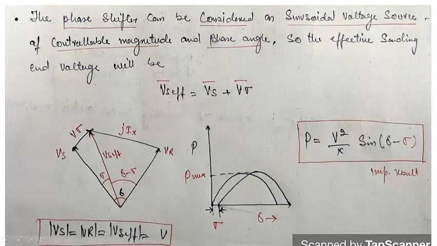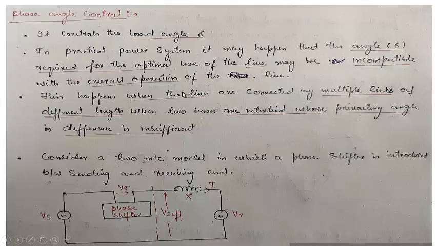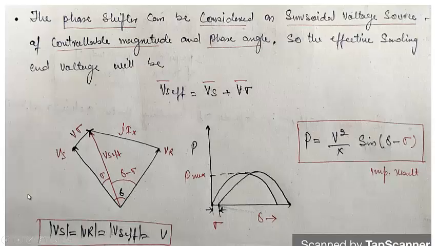So the phase shifter usually is a sinusoidal voltage source. It has a controllable magnitude and phase angle, both controllable. So the effective sending end voltage, Vs effective, will be equal to Vs plus V sigma. So it is evident from this figure. This Vs effective will be equal to this voltage plus this voltage. So when we do this, Vs effective is equal to Vs plus V sigma.